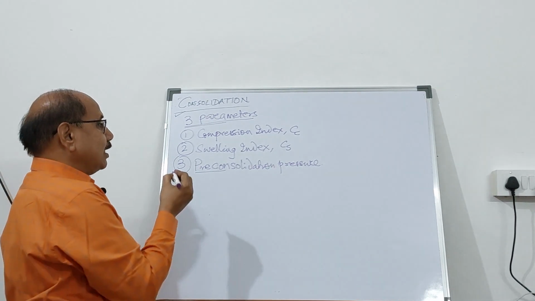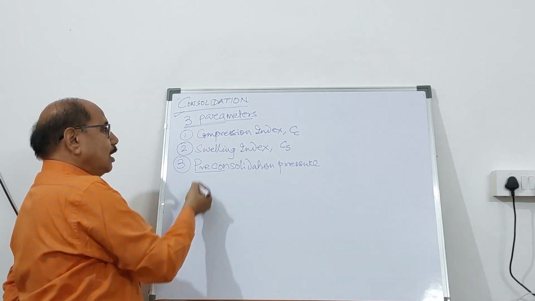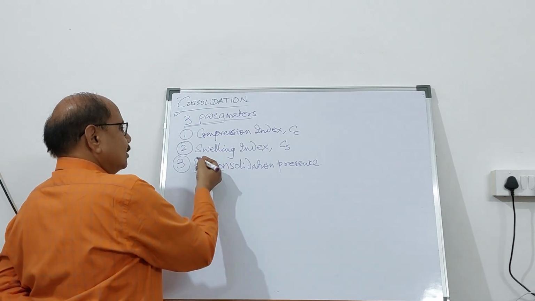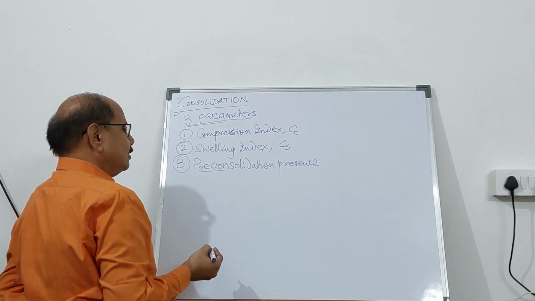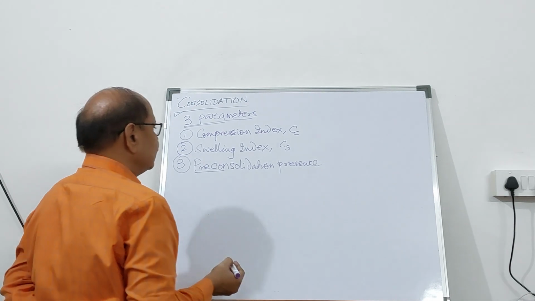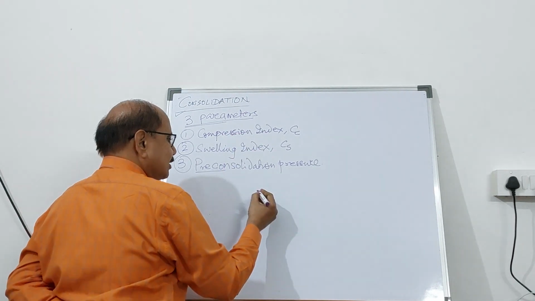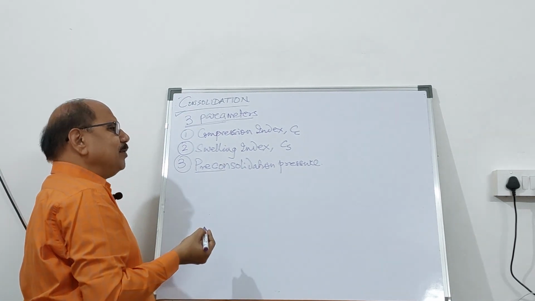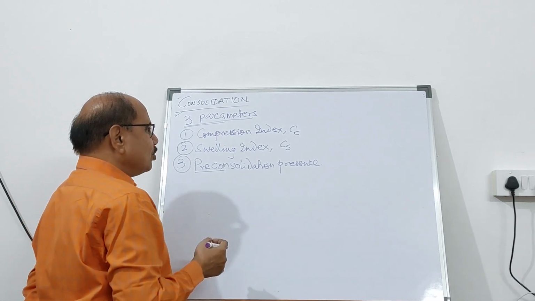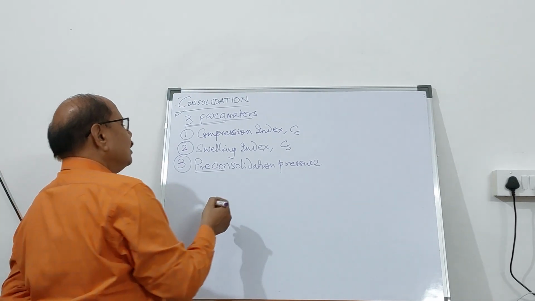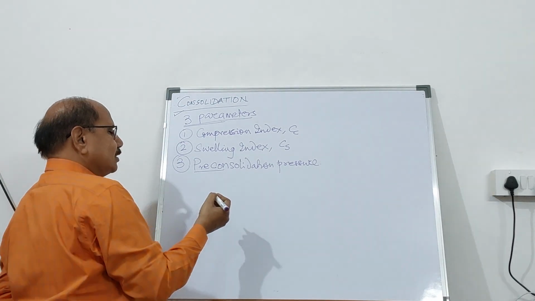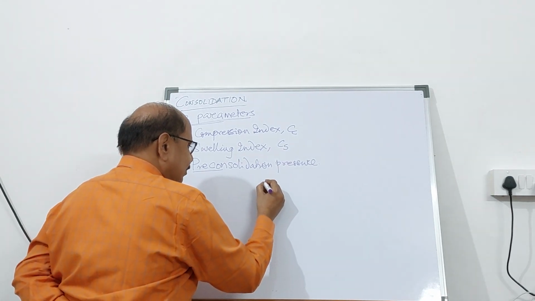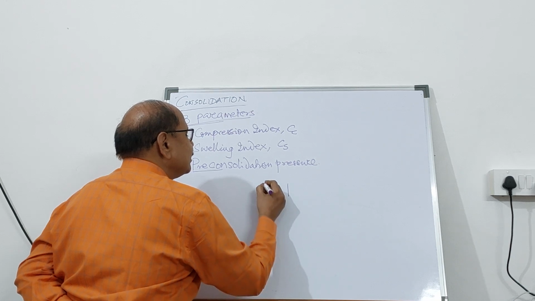So we will try to understand how to compute this compression index, swelling index, and pre-consolidation pressure. This compression index, which you will be using for calculating the consolidation settlement under the applied intensity of loading over the ground, can be found out by performing a consolidation test in the laboratory.